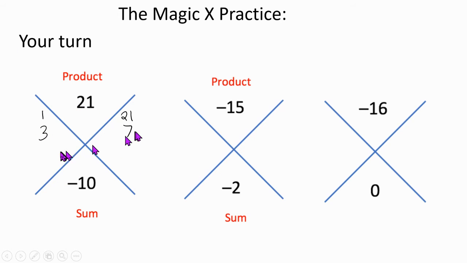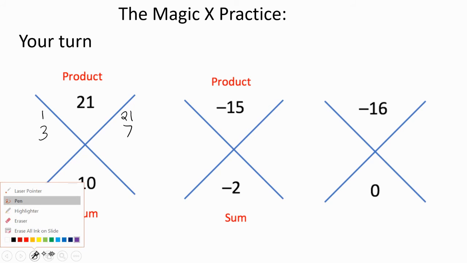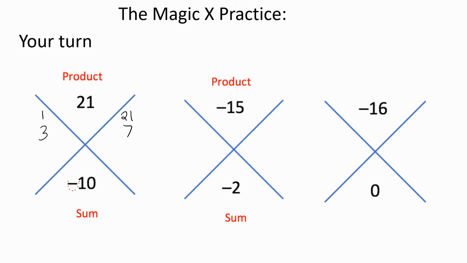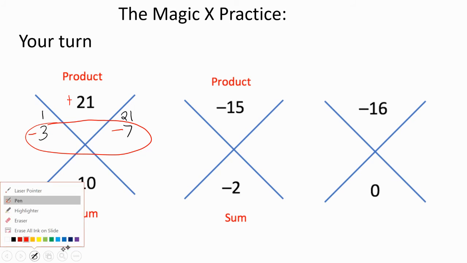So I always write the products of these on the sides. And then from there, we know that they have to add to negative 10. Since they have to add to negative 10, 3 and 7 add to positive 10, not negative 10. So we know they both have to be negative, because a negative times a negative is a positive 21. But when you combine them, they give you a negative 10. All right, let's do the next one.